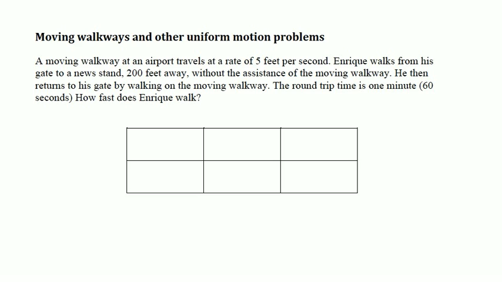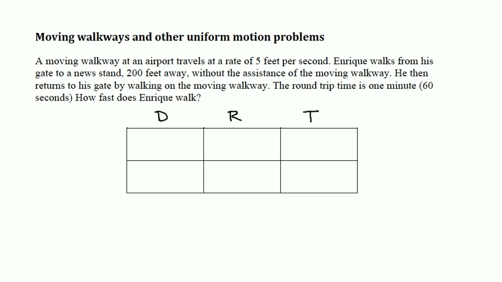This moving walkway problem is an example of a distance, rate, time problem in which it is helpful to create a table. And generally we label these columns D, R, and T for distance, rate, and time. And over here on the left we write down the two moving bodies, or in some cases the two directions.